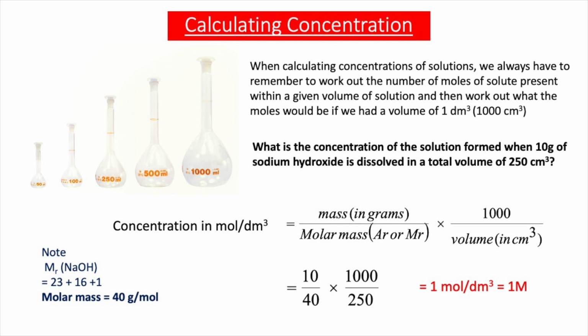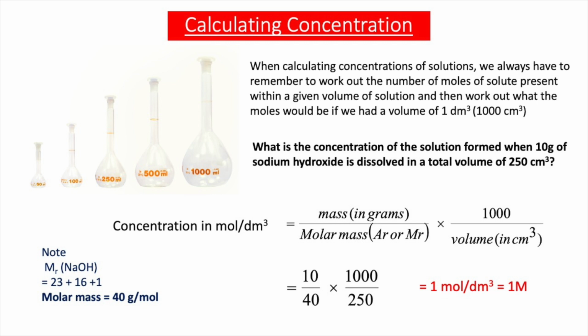So when calculating concentrations of solutions, we always have to remember to work out the number of moles of solute present within a given volume of solution, and then work out what the moles would be if we had a volume of 1 decimeter cubed, 1,000 centimeters cubed. As you can see here, what we did for this calculation was we worked out the number of moles of sodium hydroxide that was present in our 250 centimeters cubed solution. We did 10 divided by 40, the molar mass, the MR value of sodium hydroxide, and that was 0.25 moles.